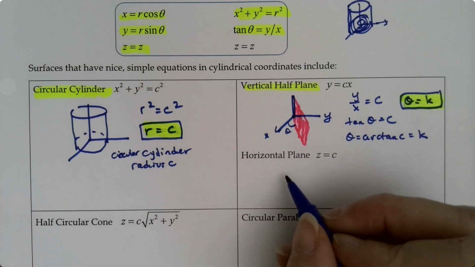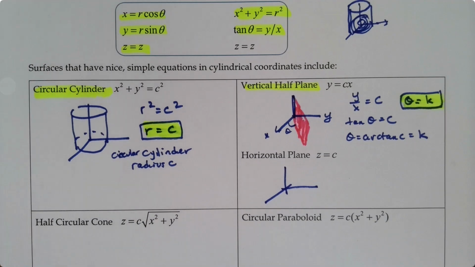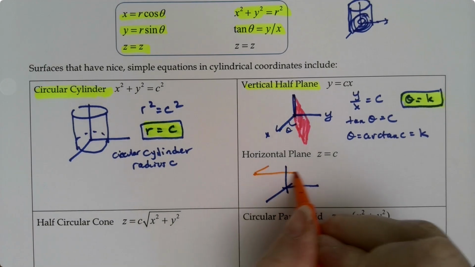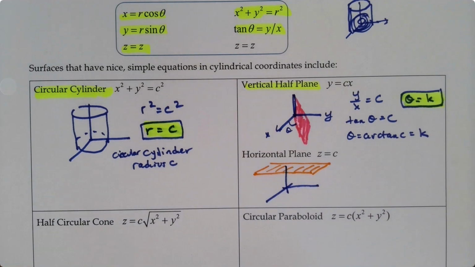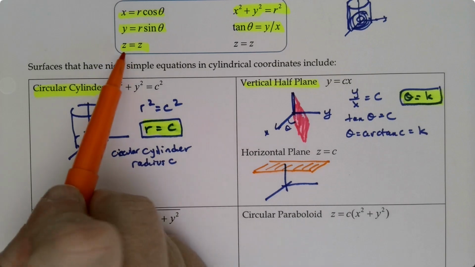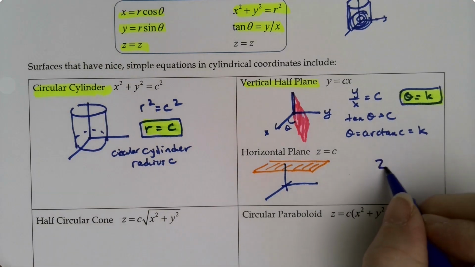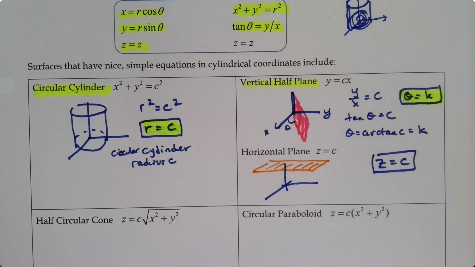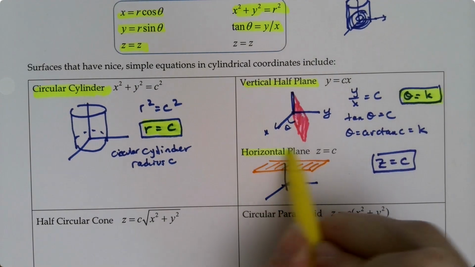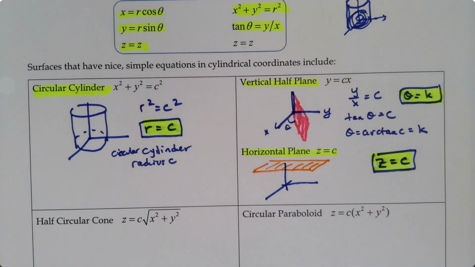All right, what about a horizontal plane? z equals c. Well, a horizontal plane is sort of like a floating carpet, right? We've seen that before, when z is equal to some constant. But because z is equal to z, the equation for that is actually z equals a constant. So horizontal planes work differently than vertical planes. Vertical planes are theta equals a constant. Horizontal planes are z equals a constant.